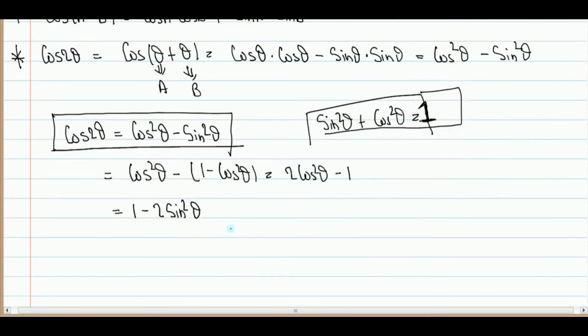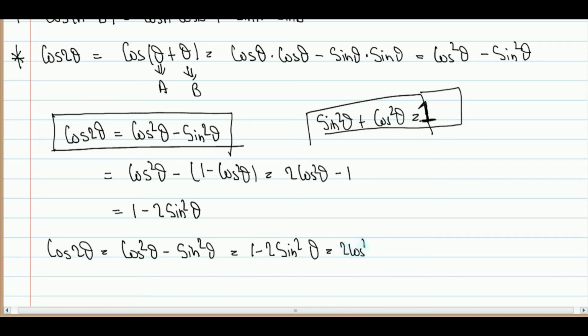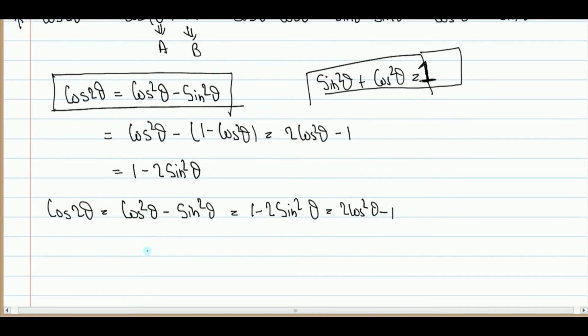So similarly, you can write it as 1 minus 2 sine square theta also. So the final equation for cos 2 theta will be equal to cos square theta minus sine square theta, or you can write it as 1 minus 2 sine square theta, or you can write it as 2 cos square theta minus 1. Fine. Till now everything looks easy.